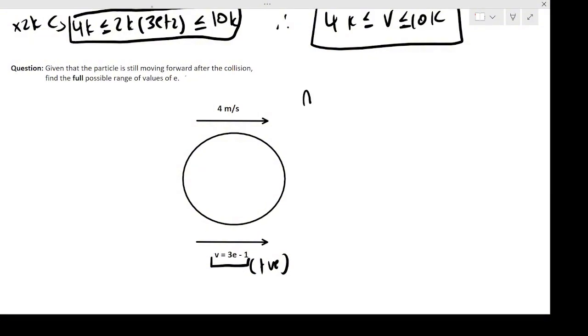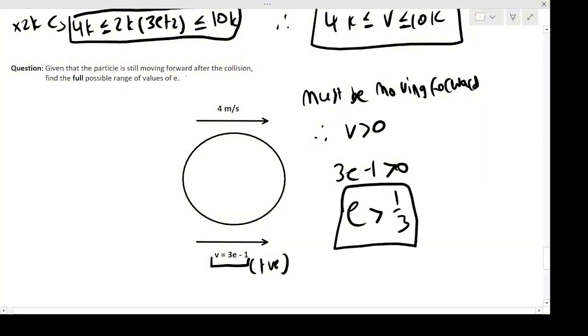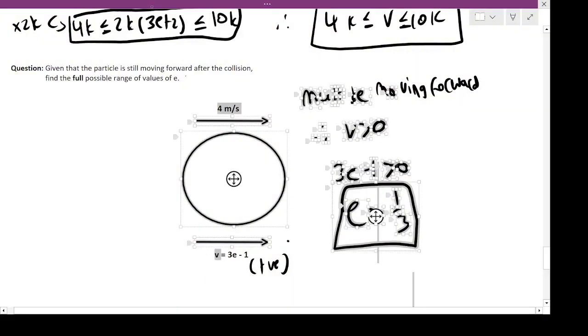So that means because it must be moving forward, we do not reverse the direction, and therefore it has to be kept positive. So if it's positive, that means 3e minus 1 is positive. Then we can solve for E to get my range of values. So that means E is going to be greater than a third. Okay. And so then you might be thinking, well, there we are. Plug in any value of E greater than a third. That would get me a positive answer for v. And so if it's positive, that means we keep the direction forward. Okay.